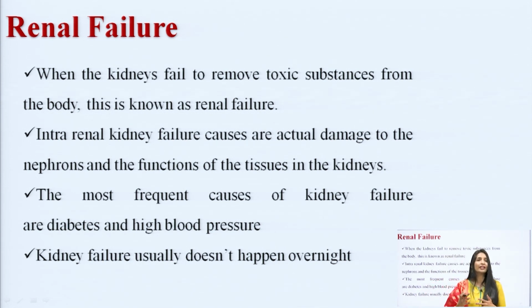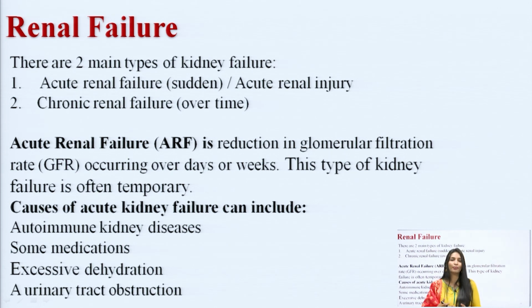So what is going to happen in renal failure? The nephrons present inside the kidney are going to get damaged. The most frequent cause of kidney failure is diabetes, and the second one is hypertension. So these are the most important causes of kidney failure. You know that kidney failure does not happen overnight. It happens due to many circumstances.